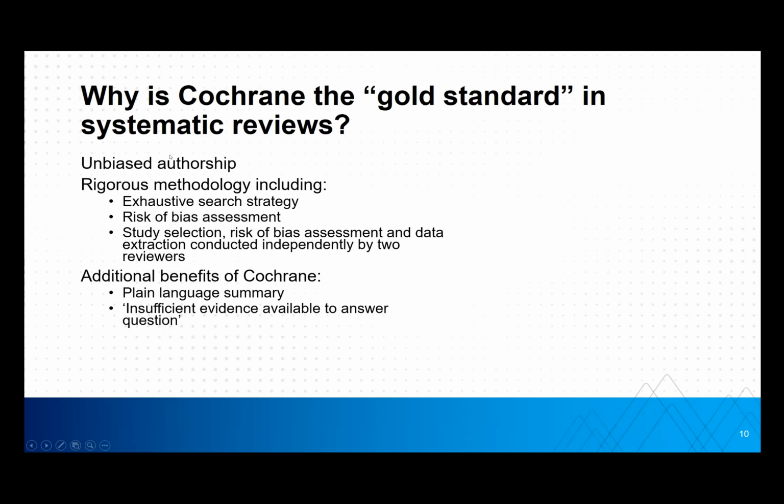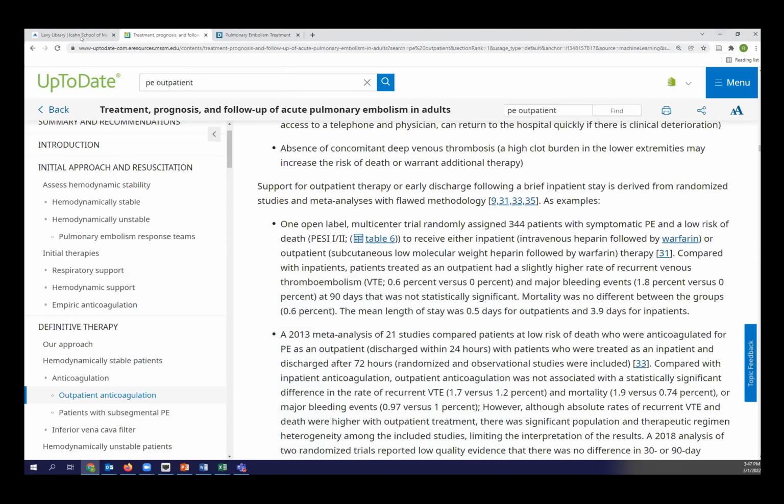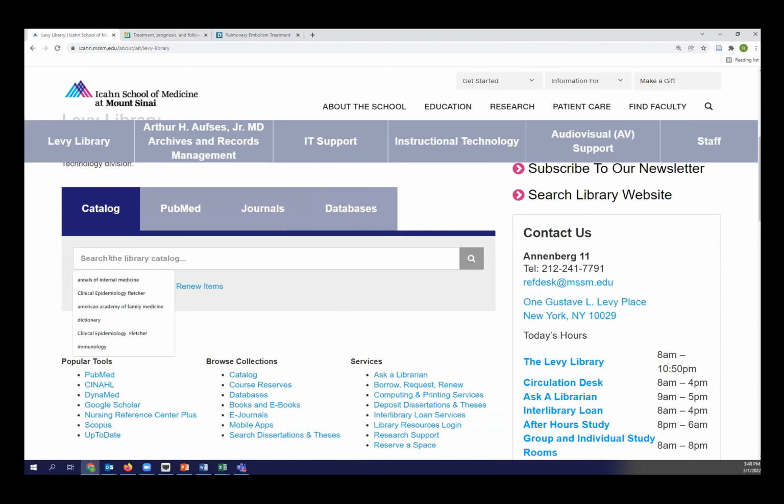So I want to briefly look together at Cochrane, and then also briefly touch on ACP Journal Club. So let's do it.